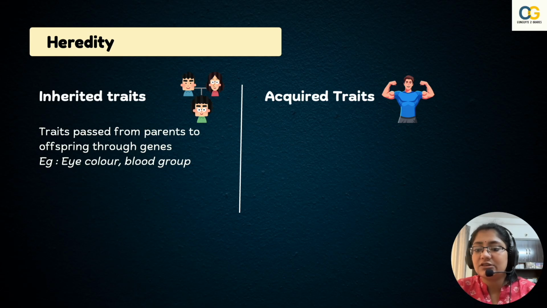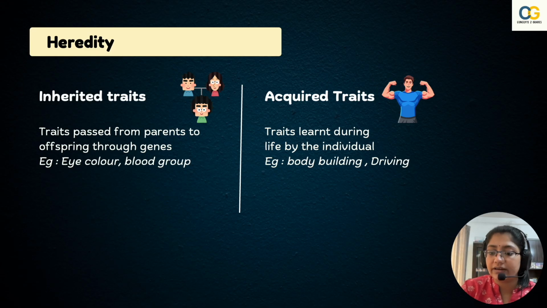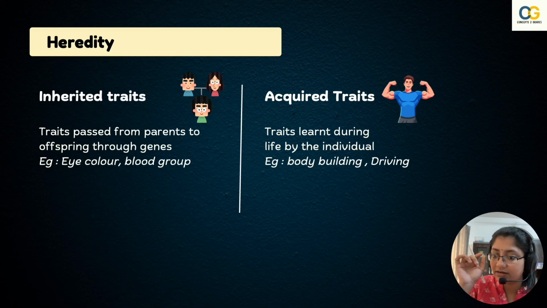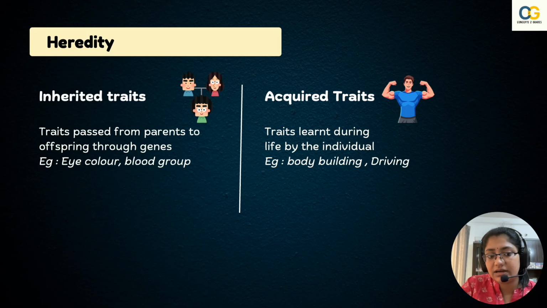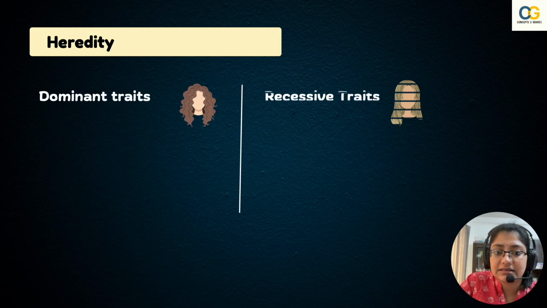Acquired traits are traits you acquire as you start living, like traits that are learned during the life of the individual, like bodybuilding, driving, swimming. All these things you have learned through the process of life. So just because you swim, it doesn't mean your child would swim. It's a trait which is acquired during life. But if you have black color eyeballs, it's very much possible that your child might have, because that's inherited.